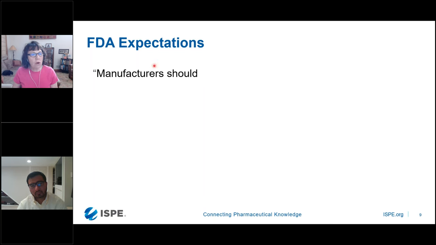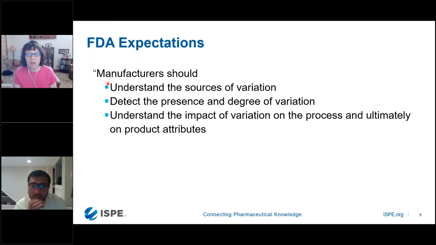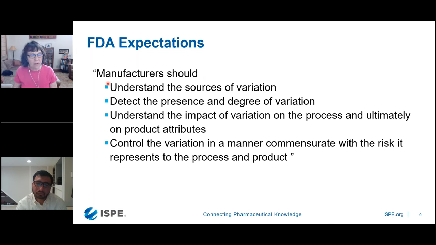So anytime you see quotes in this presentation, that means it's an excerpt from the FDA 2011 guidance on process validation. Now, this one I think is particularly useful to keep in mind. Manufacturers should understand the sources of variation, detect the presence and degree of variation, understand the impact of variation on the process and ultimately on product attributes, and control the variation in a manner commensurate with the risk it represents to the process and product.